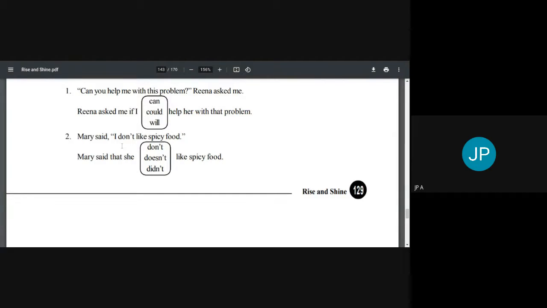Mary said, I don't like spicy food. Mary said that. Because this is a simple statement, that ആണ് യൂസ് ചെയ്യുന്നത്. എസ് ഓർ നോ ക്വസ്റ്റ്യൻ ആകുമ്പോൾ ഇഫ് അല്ലെങ്കിൽ വെദർ യൂസ് ചെയ്യും. സ്റ്റേറ്റ്മെന്റ് ആകുമ്പോൾ ദാറ്റ് യൂസ് ചെയ്യും. ഏതിനൊക്കെയാണ് ദാറ്റ് യൂസ് ചെയ്യുക? ദാറ്റ് ഇസ് യൂസ്ഡ് വിത്ത് പ്ലെയിൻ സ്റ്റേറ്റ്മെന്റ്സ്, then with exclamatory statements or plain statements. For all these things we will use that.